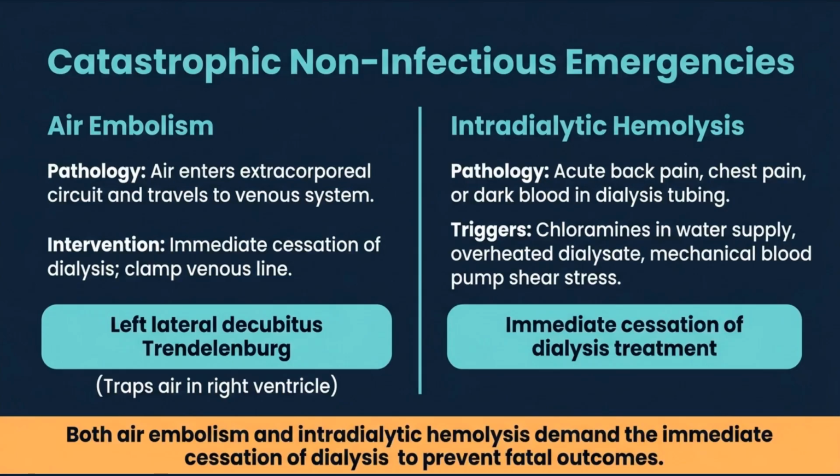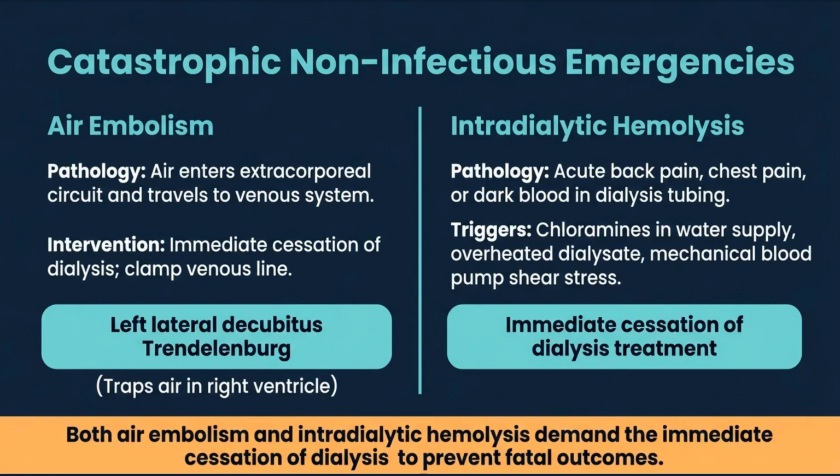Beyond hypertension and disequilibrium, there are rare but catastrophic non-infectious emergencies to recognize. An air embolism occurs when air enters the extracorporeal circuit and travels into the patient's venous system. This requires immediate cessation of dialysis, clamping of the venous line, and placing the patient in a left lateral decubitus Trendelenburg position to trap the air in the right ventricle.